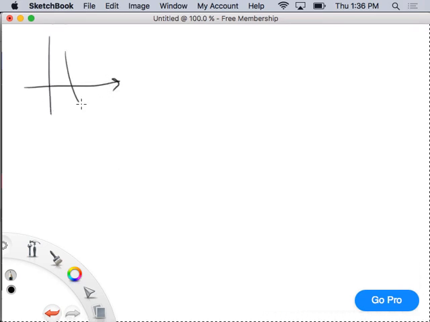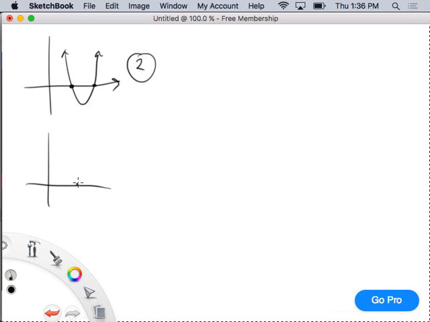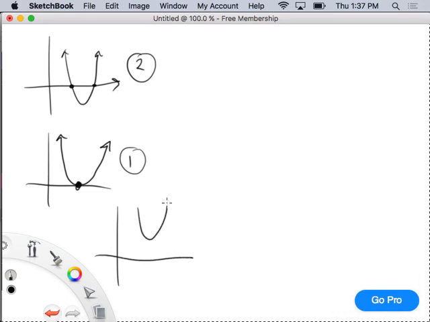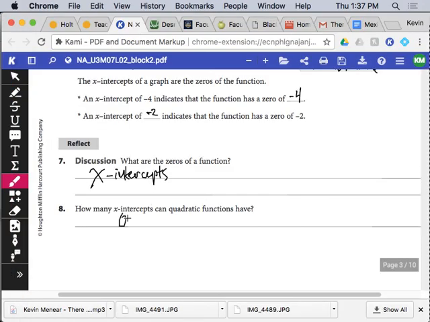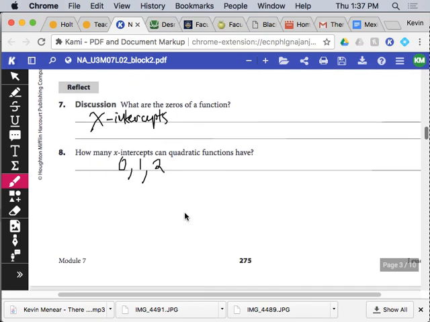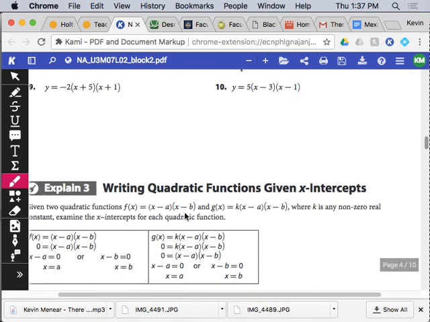2 is kind of like the ones we've been doing before. Those are 2 x-intercepts. What does it look like if it's got 1? Well, if it's got 1, yes, the vertex will be right there. And if it's got 0, what would that look like? Well, it would look like that. You see? So that's cool. So it could have 0, 1, or 2. So that's a good question. Can never have more than 2. Okay.